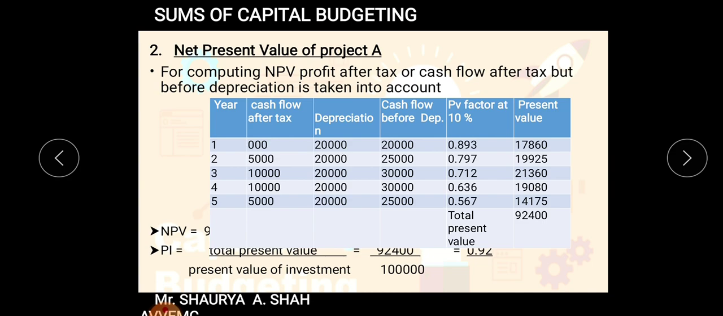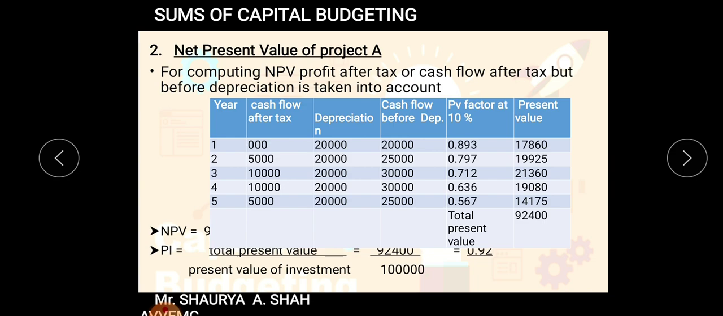We are into project A only till now, then we'll move on to project B. Now students, for computing NPV, we take profit after tax or cash flow after tax, but before depreciation is taken into account, right? I hope everyone remembers the NPV we solved in the lecture. So what do you need? You require the same table, but with cash flow after tax, and then you need to add back the depreciation, right? We did this in our practical sums also.